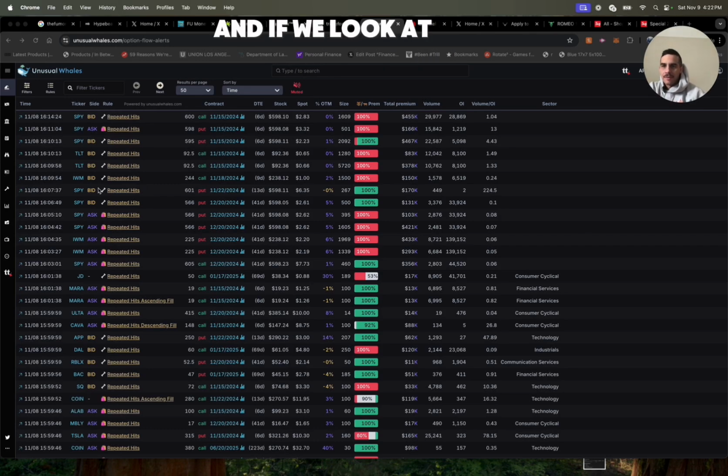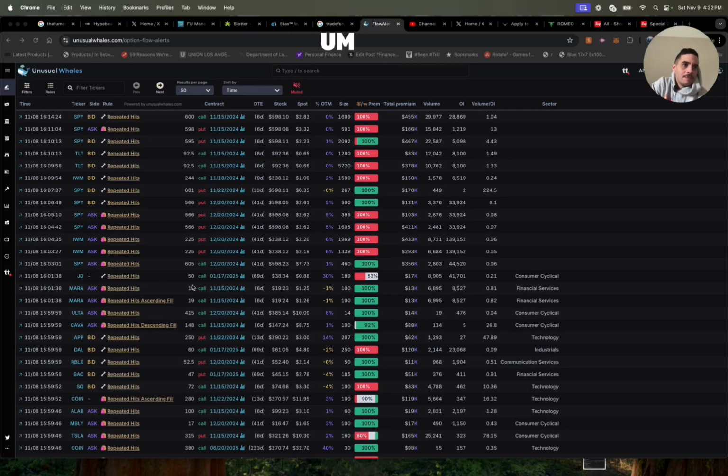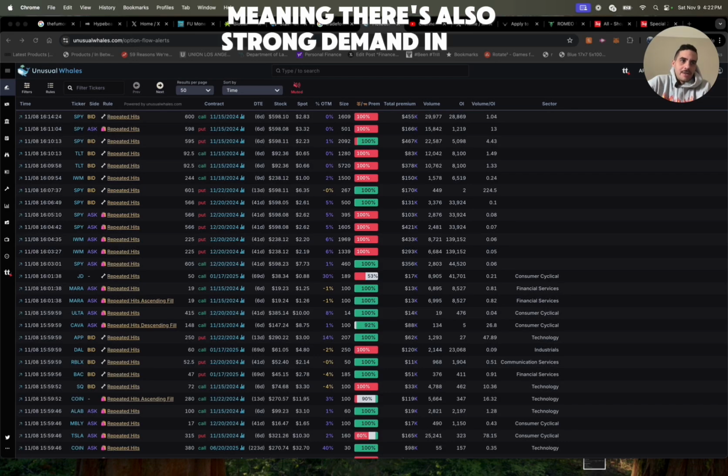And if we look at a MARA call at $19, we can see that this was on the ask side primarily, indicating selling pressure or a willingness to take the trade at the ask price. The volume to open interest ratio is 2.36, meaning there's also strong demand in this contract.